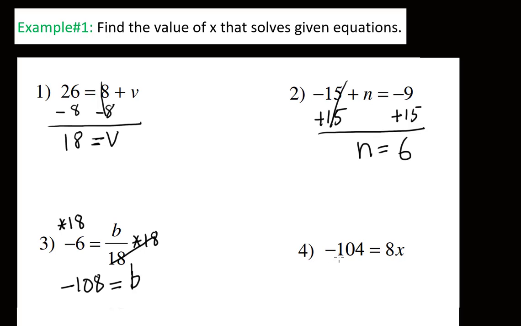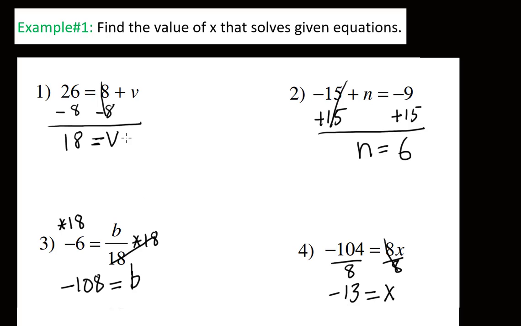And number 4, negative 104 equals 8 times x. So the times will be division for the inverse. So we're dividing 8 left and right. Negative 104 divided by 8 is negative 13 equals. 8 divided by 8 is 1, then it's 1x.